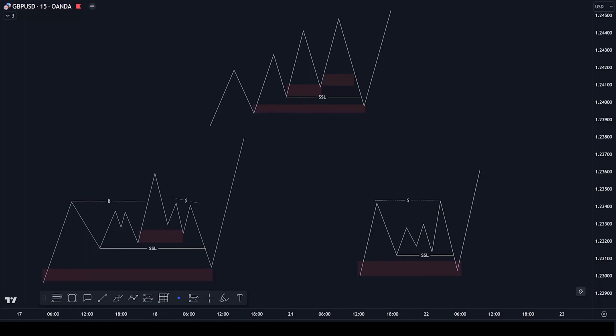When it comes to SMC or supply and demand, we are also subject to liquidity traps, and this is why it's really important to add confluences into your setup in order to avoid those kinds of traps that you can have on the market.